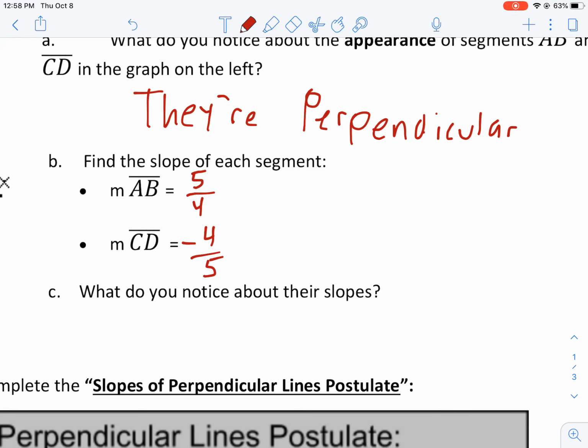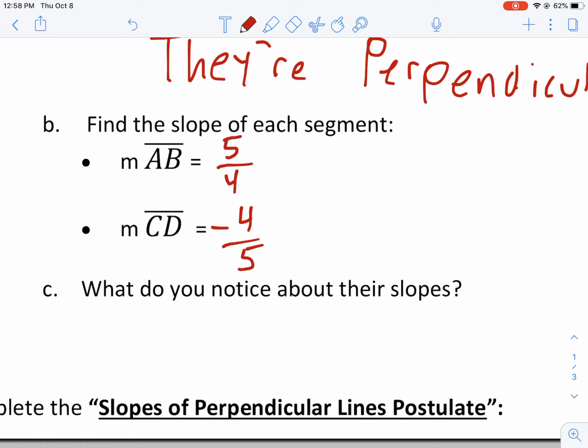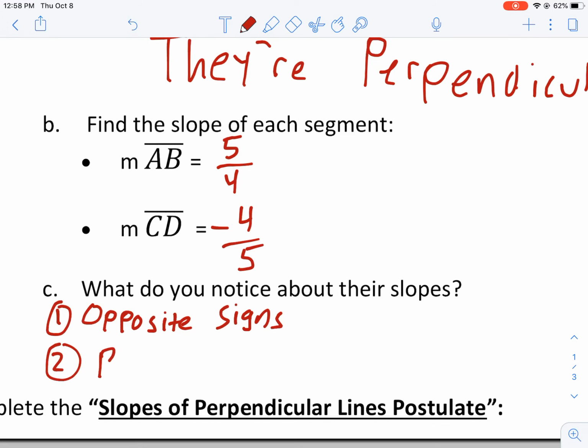Now, what do you notice? Okay, this is important. There's two things that you should notice, all right? Number one, we should notice that they are opposite signs, okay? The first one was positive, and the second one was negative. Number two, we should notice that they're flipped upside down, okay? The math word we use for that is reciprocal. They're reciprocals of each other. AB is 5 over 4, CD is 4 over 5, okay? So lines are perpendicular if both of those two things are true.